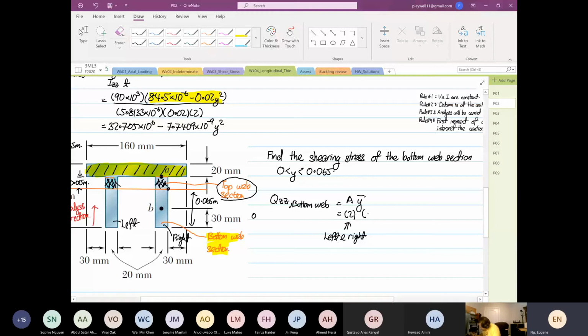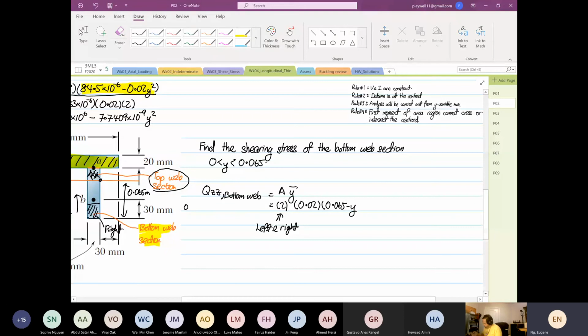The last time, okay? So the width is 0.02. The height now will be equal to 0.065 minus y. Why is that? Because the area we're going to concern is this area, okay? Right, then it's moving towards the what? That's why it's moving towards the centroid. The area increased towards the centroid. That's why, just to recap, the analysis starts from the y variable maximum, okay?